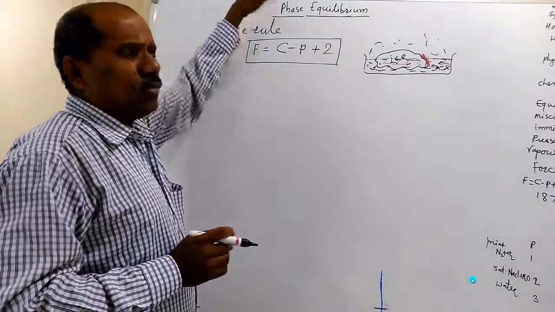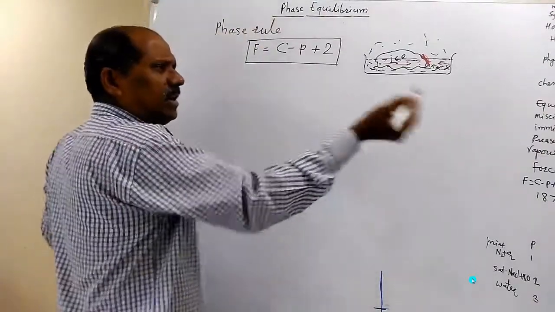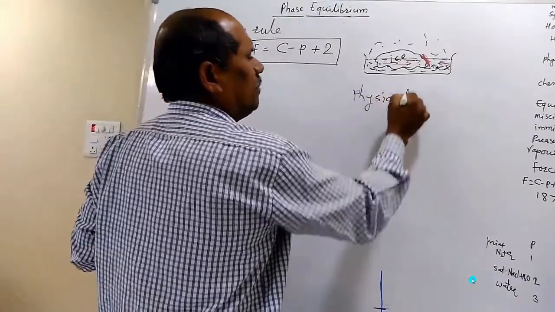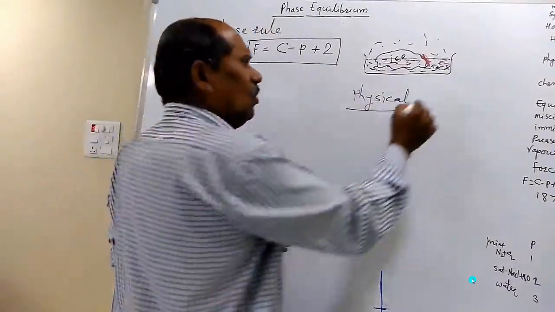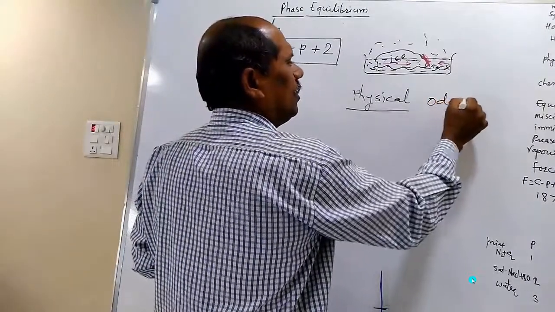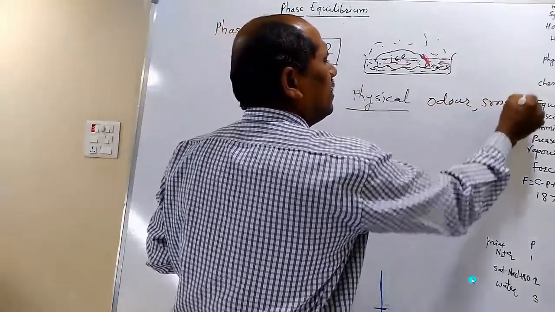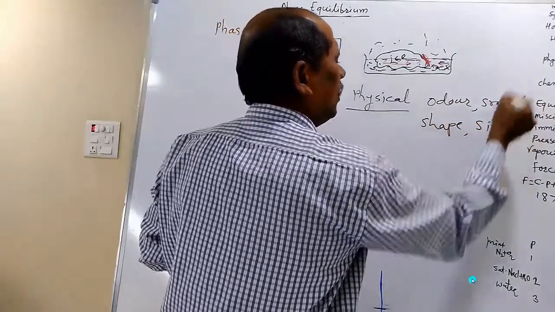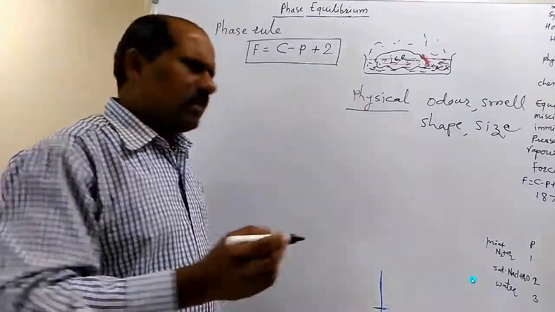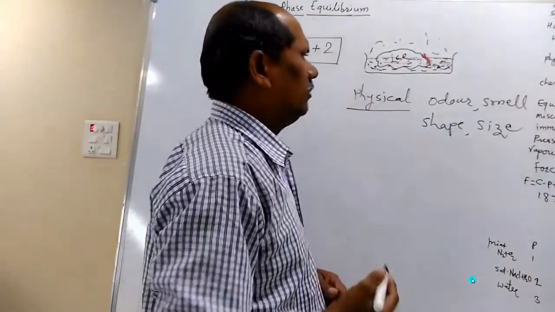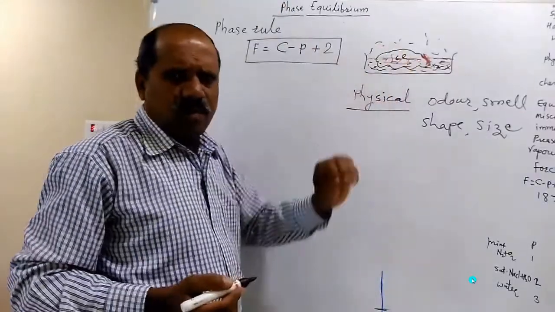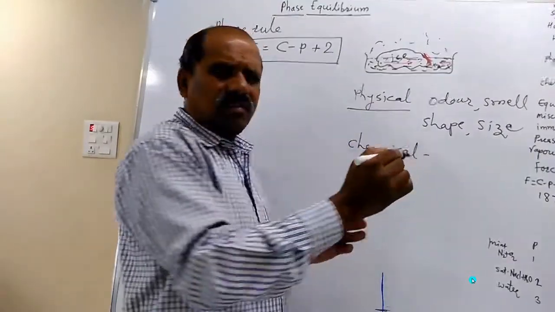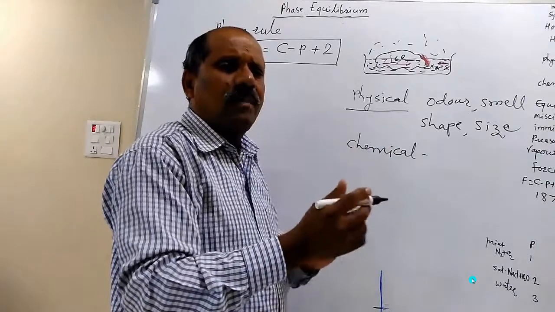Then we have to know some terms related to this chapter. Physical properties means what? Physical properties are nothing but the odor, smell, shape, size, and so on, or the state of the matter: solid, liquid, gas, and so on. These are the physical properties. Chemical properties are the properties which are concerned with the chemical reactions or chemical compositions.